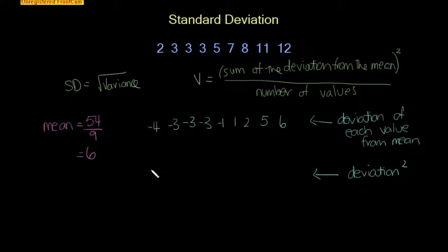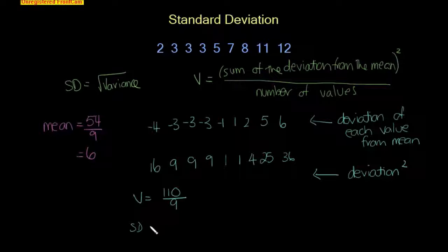So negative 4 squared is 16, negative 3 squared is 9, negative 1 squared is 1, 1 squared is 1, 2 squared is 4, 5 squared is 25, and 6 squared is 36. So we work out the variance: the sum of all of these numbers, 110, divided by how many there were, 9. So the variance is just 110 over 9. The standard deviation is the square root of that, which equals 3.50 to 2 decimal places.